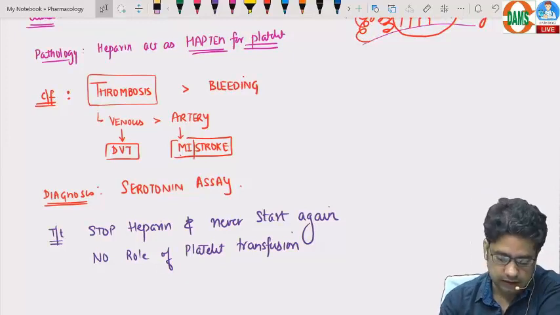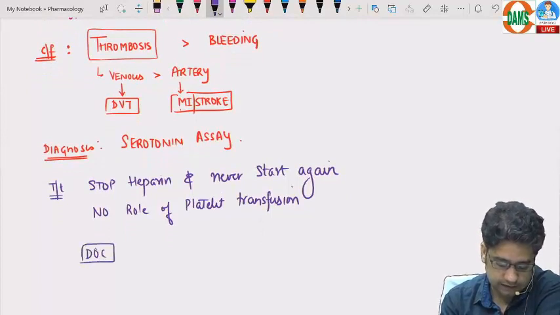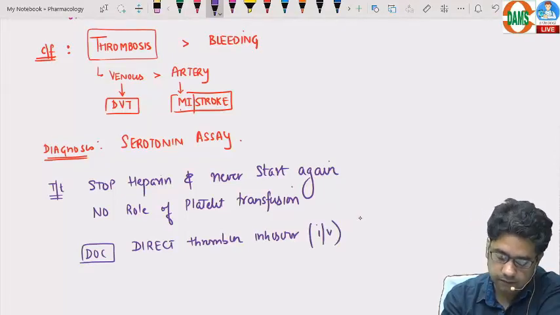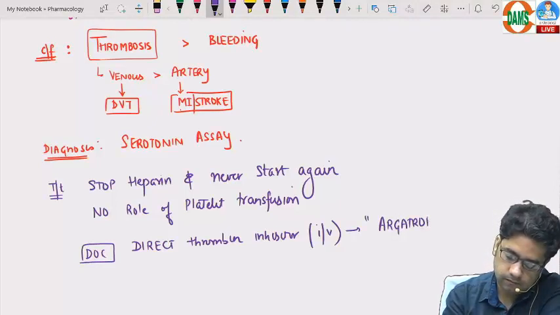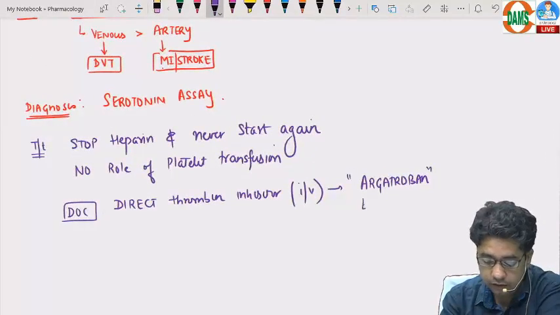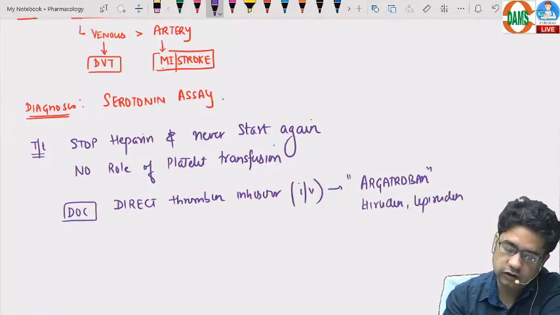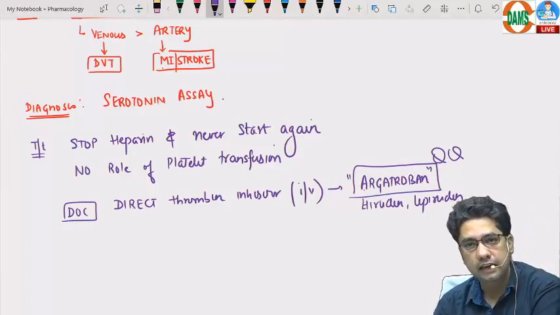So now to prevent this thrombosis, the drug of choice is a direct thrombin inhibitor, which is given IV parenterally, and that drug is argatroban. But you can use other drugs if available, like hirudin, lepirudin, etc. But I have already told you the drug of choice is argatroban.